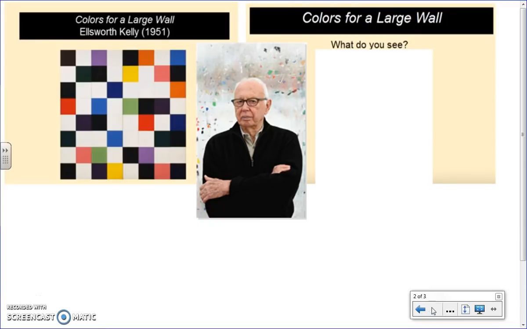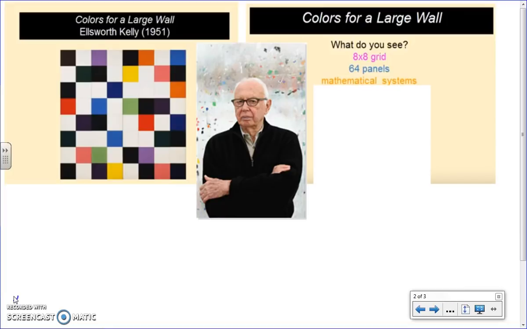When we look at Colors for a Large Wall, there are a few things that come to mind that maybe we notice, and we're going to go through these one at a time. In this case, his Colors for a Large Wall is 8 by 8. Being 8 by 8 means 8 squares by 8 squares. It's an area problem really. There are 64 squares total, and that's going to be important here in a little bit. 64 panels. It's a mathematical system.